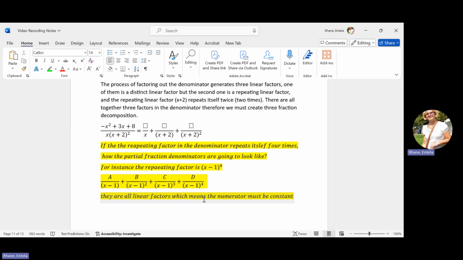So the first one is going to be x minus 1 by itself. Then the second one is going to have 2 of them. The third one is going to have 3 of them. And the last one is going to have all 4 of them. And then, of course, the tops are going to be A, B, C, D, because no matter how many times the linear factors are repeating themselves, they continue to remain linear factors. So the numerators are always going to be constants.